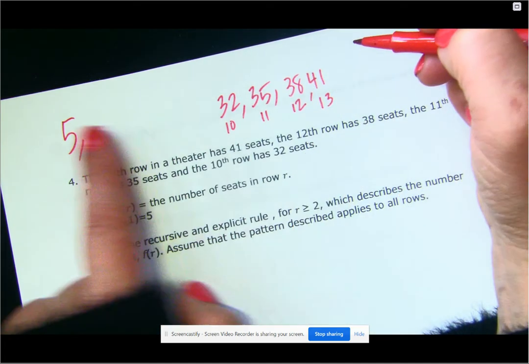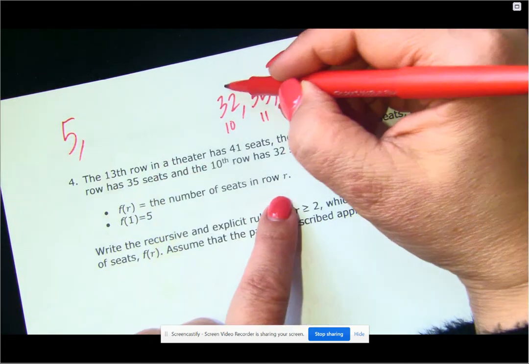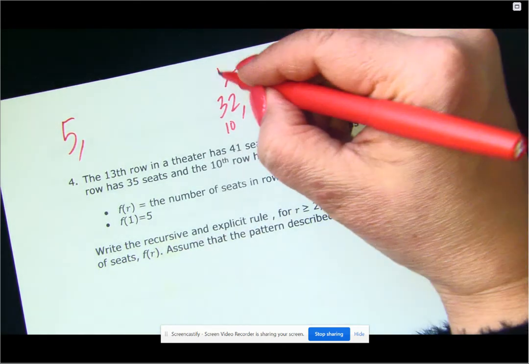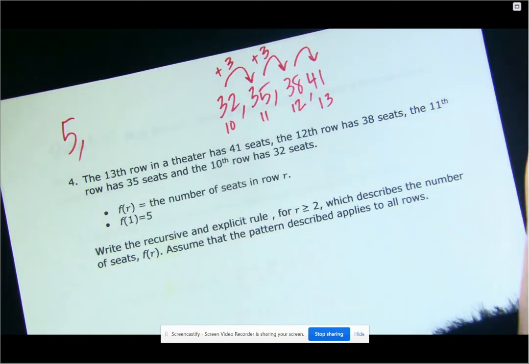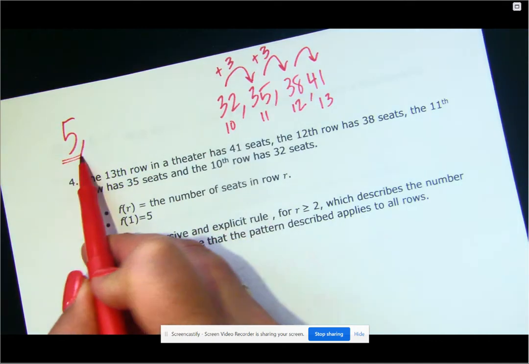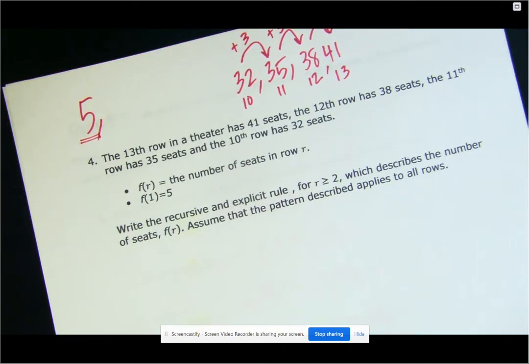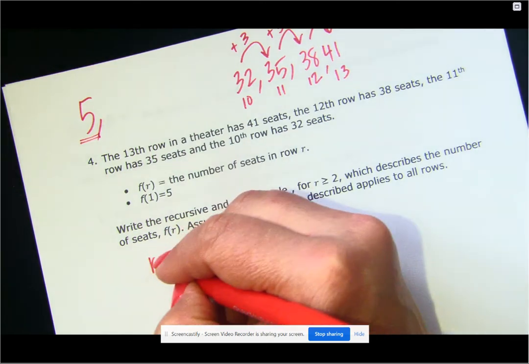So even though they didn't give me the second and third term, look, can we see what's going on here? Yeah, they're adding 3 every time. And the first row has 5. Okay, so now we're going to write the recursive and the explicit.